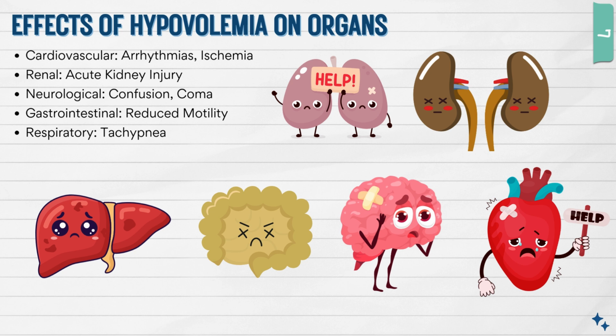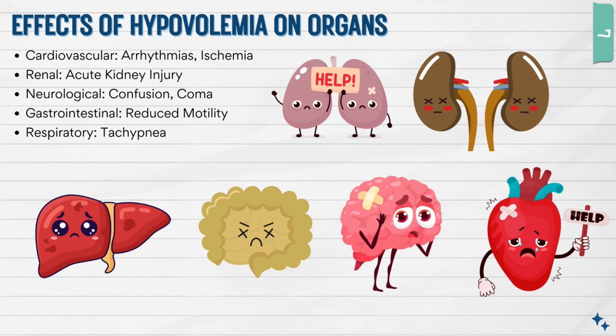So these are all the sad organs because they're not getting blood, right? Okay, so hypovolemia doesn't just affect one part of the body. It's systemic. It's all over, okay? So it's going to lead to a domino effect of organ failure. What do I say? The first organ that you're probably going to notice besides the skin, kidneys, right? So the cardiovascular system might develop arrhythmias due to electrolyte imbalances because of the lack of blood, okay?